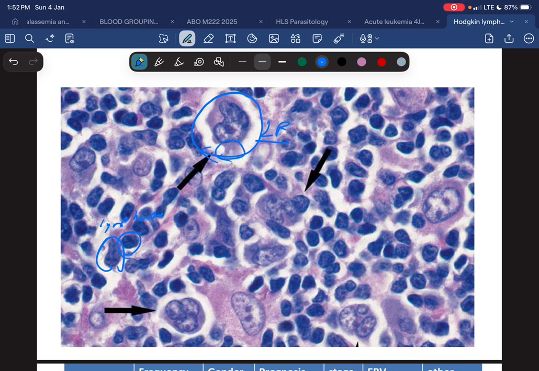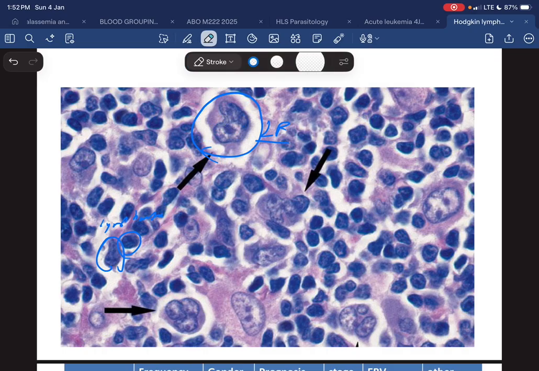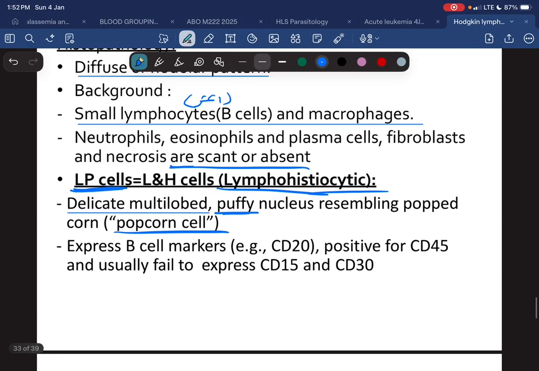These cells, by immunophenotyping classification or staining markers, show B cell markers, CD20 and CD45, while negative to CD15 and CD30, unlike the classical RS cells in the classical subtypes. Okay?